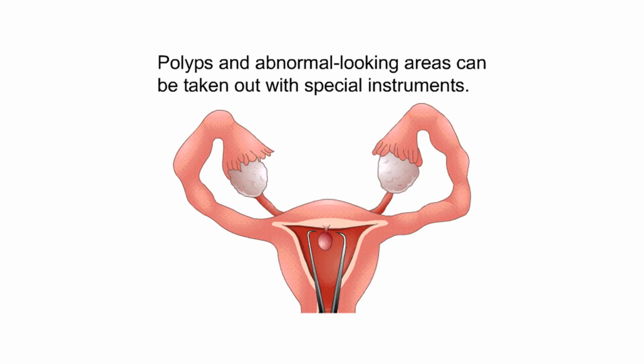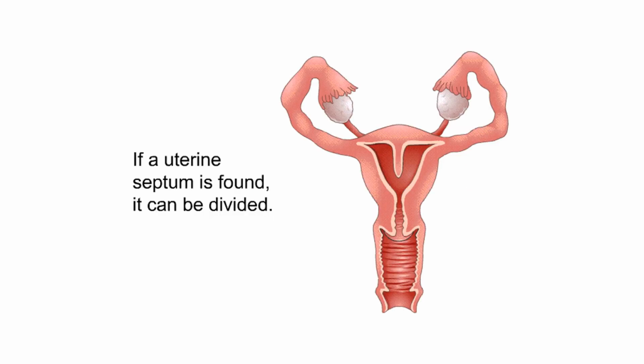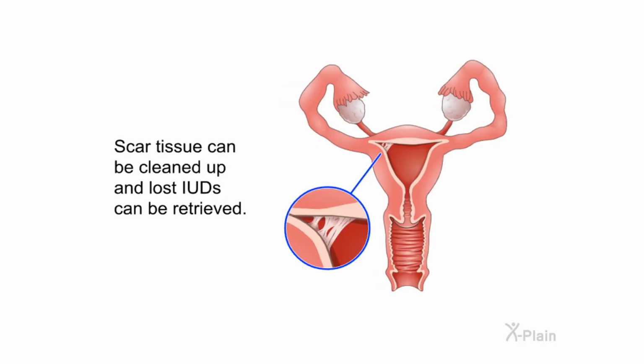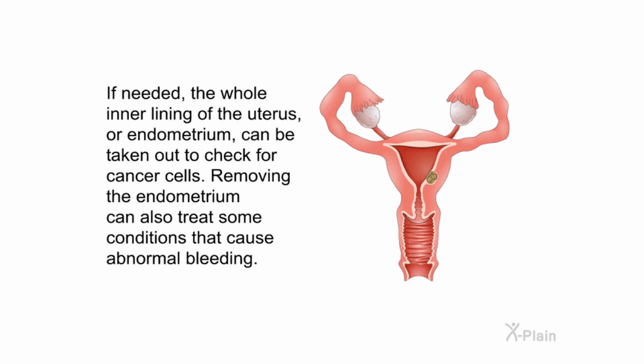Polyps and abnormal-looking areas can be taken out with special instruments. If a uterine septum is found, it can be divided. Scar tissue can be cleaned up and lost IUDs can be retrieved. If needed, the whole inner lining of the uterus, or endometrium, can be taken out to check for cancer cells. Removing the endometrium can also treat some conditions that cause abnormal bleeding.